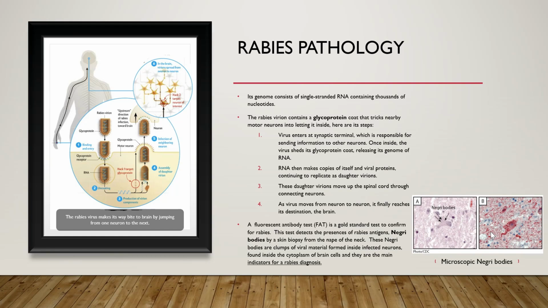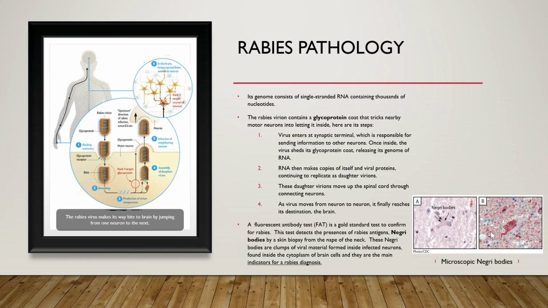First, the virus enters a synaptic terminal, which is responsible for sending information to other neurons. Once inside, the virus sheds its glycoprotein coat, releasing its genome of RNA. RNA then makes copies of itself and of its viral proteins, continuing to replicate as daughter virions. These daughter virions move up the spinal cord through connecting neurons. As the virus moves from neuron to neuron, it finally reaches its destination, the brain. And the image on the left is showing all of those steps.